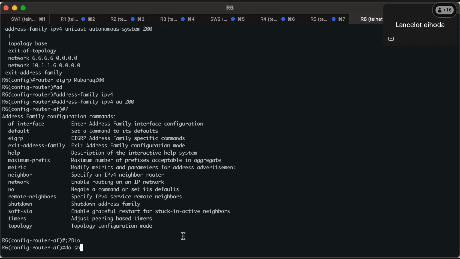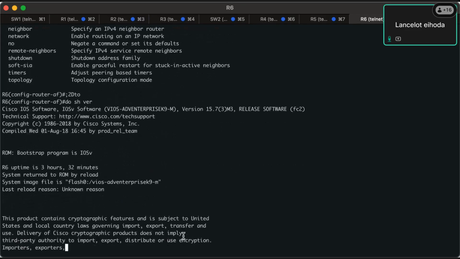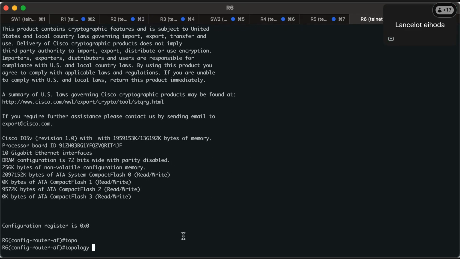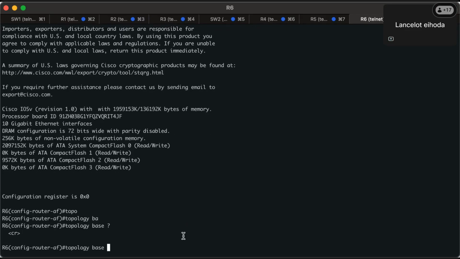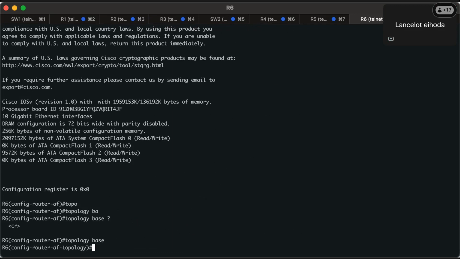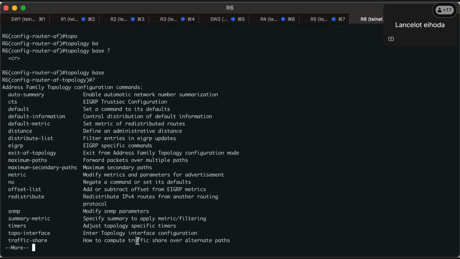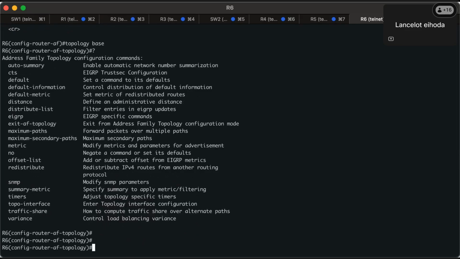Under the topology base, that's where you can do things like default information originate, change distance, create a redistribute list, and specify things like metric and offset list, because unlike classic EIGRP, where it's all under one space, you actually go to these subdomains to be able to do that. Are we good? I think somebody got lost.